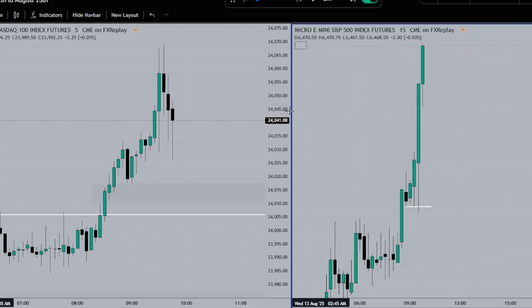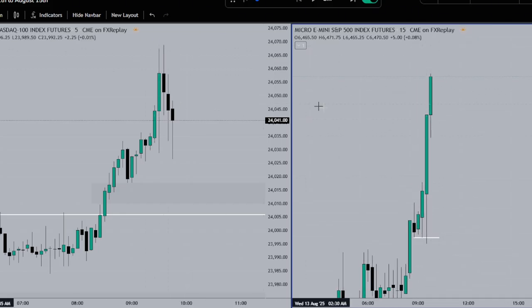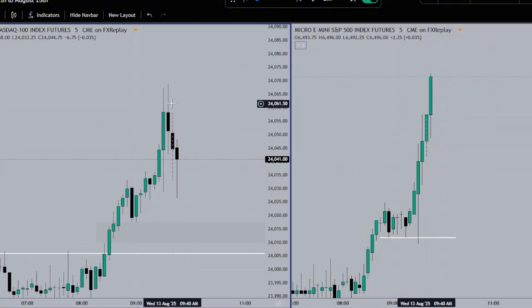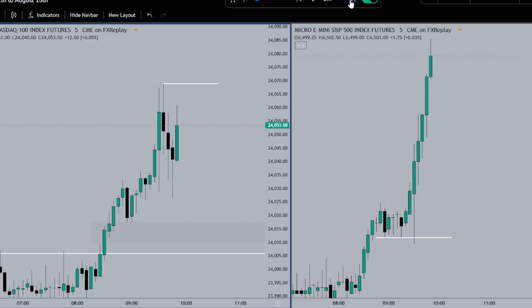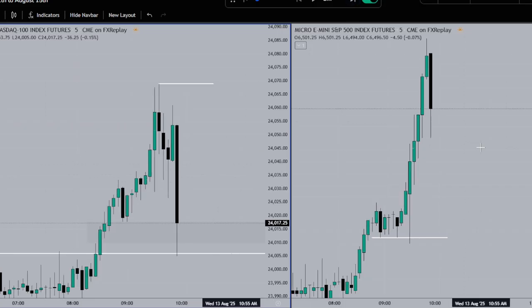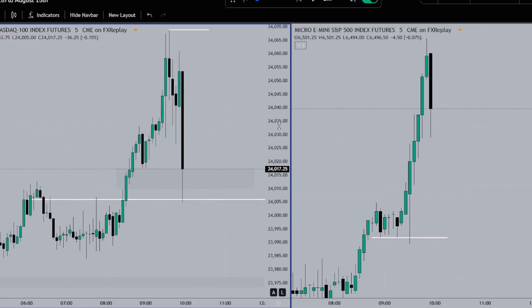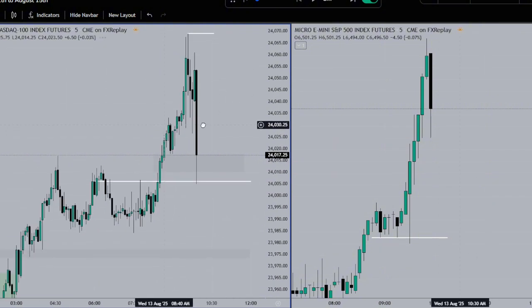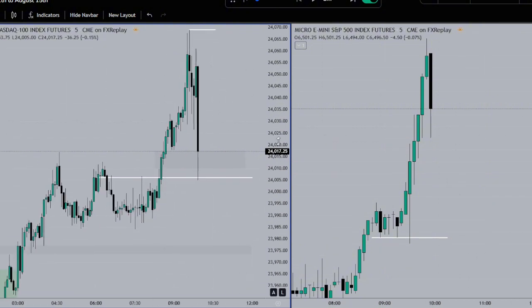And then look at the correlation between these assets, right? Right now, we have the high on NQ at 9:35, and the high on ES at 9:45. So this actually looks heavily like not correlated at all. But let's see. Okay, so we get the significant candle body closure here on Nasdaq, and that's at 9:55.